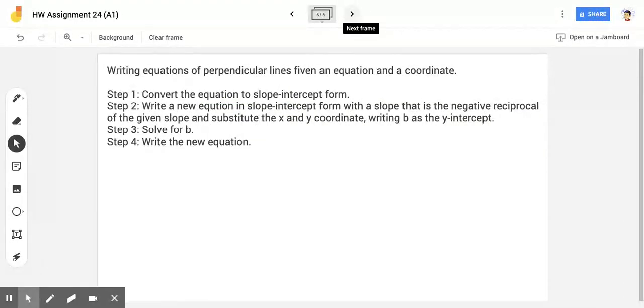Our steps for writing these are the same as the steps for the parallel lines. The only difference is going to be step 2. We're going to write a new equation in slope-intercept form with a slope that is a negative reciprocal of the given slope. Then we're going to do the substituting, find what the y-intercept is, and then write the new equation.